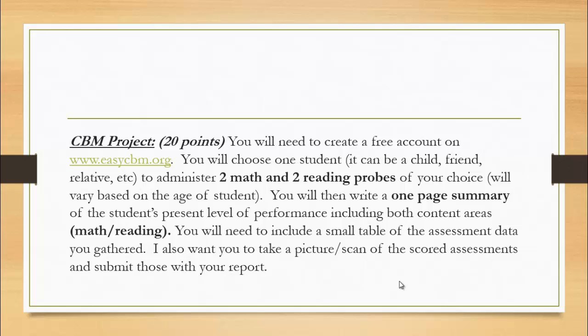You will then write a 1-page summary of the student's present level of performance, and this will include both content areas, math and reading. Some of you contacted me regarding whether it'll be 1 page for math, 1 page for reading. But given that you'll have such limited data on this student, really 1 page is sufficient in total. I do want you to include a small table on your report that shows the assessment data you gathered. So how many digits correct, the reading fluency rate. Again, this won't be a large table, but include as much information as you can based on your scoring. Then I also want you to take a picture and scan your scored assessments and submit those to me.